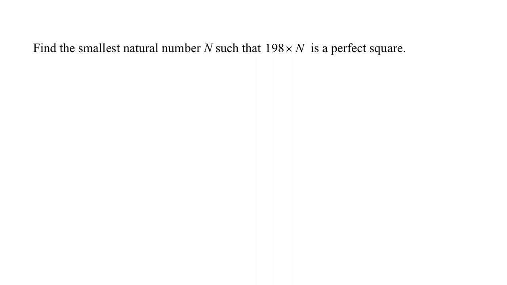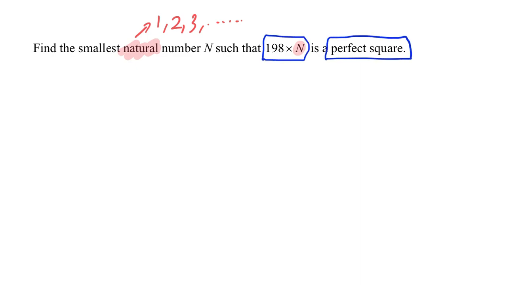Hello everyone, welcome to this video where we are required to find this number n, which is a natural number, meaning it starts from 1, 2, 3, such that this whole thing is a perfect square.